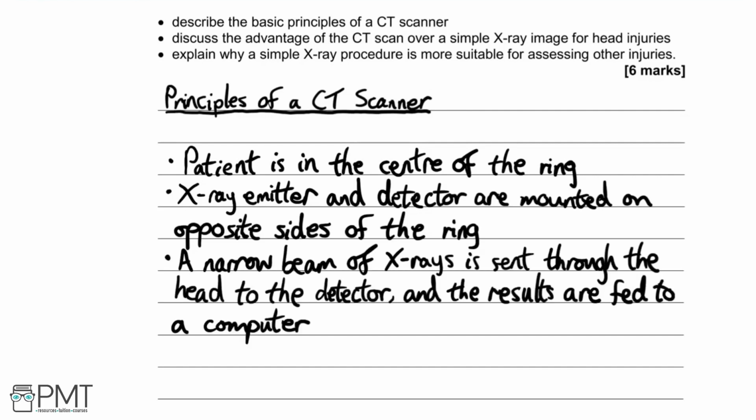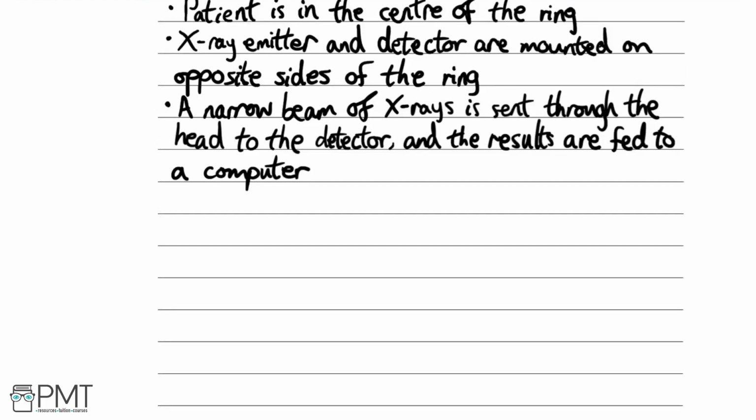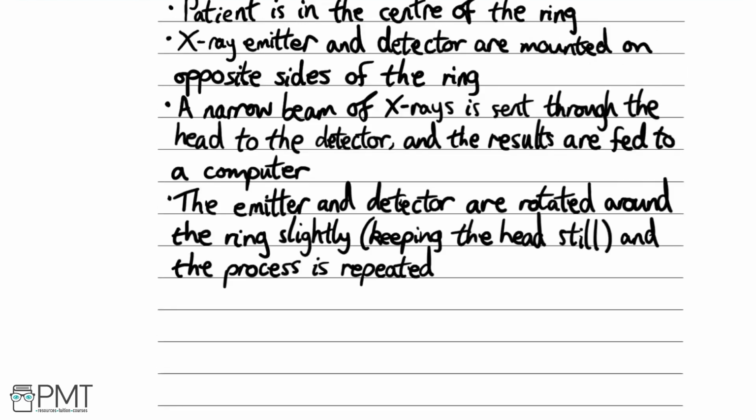So the results go to a computer, that's very important. This process is effectively then repeated, but at a new angle relative to the head. So it's important that we keep the head still here. That is technically a disadvantage of a CT scan, but we'll come to that later on.